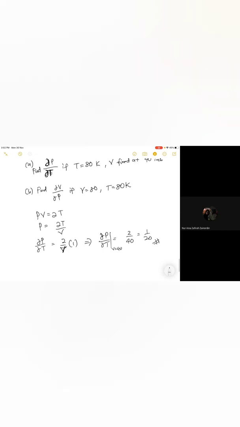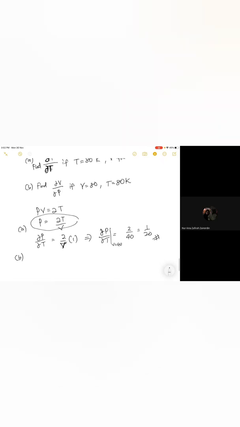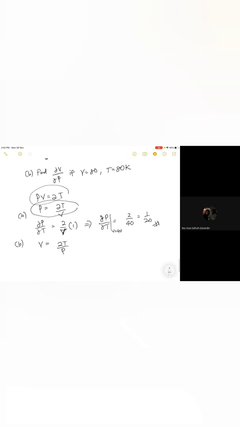And then B. Same, we will take this one. Oh no, because V we will change. Now it will be V equals 2T over P. And then the question asks you to find del V over del P. So del V over del P will be, P to the power of negative 1, 2T, P now negative 2, which is negative 2T over P to the power of 2.